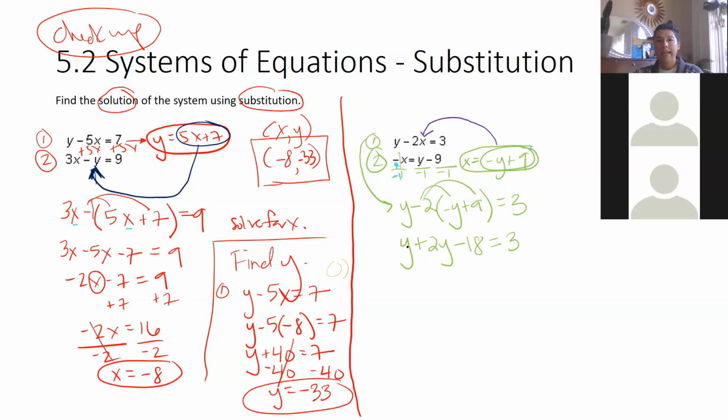Okay. Katie, what are we going to do next to solve this equation for y? Combine like terms. Beautiful. So we have 3y minus 18 equals 3. All right. Add 18 to both sides. 3y equals 21. Divide both sides by 3. y equals 7.